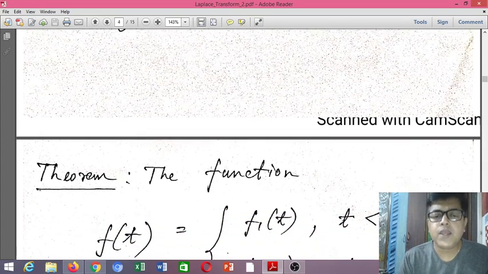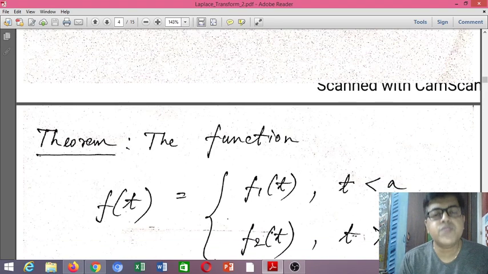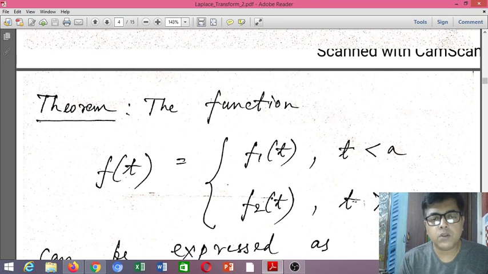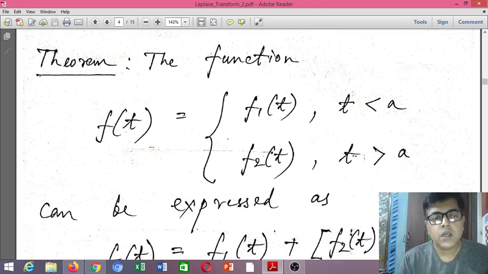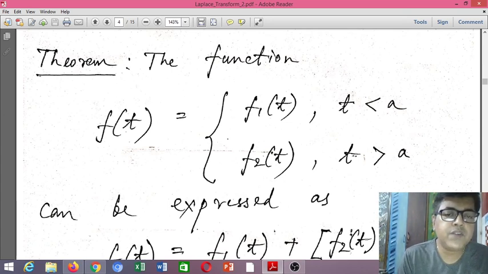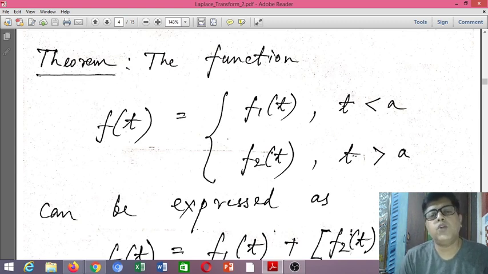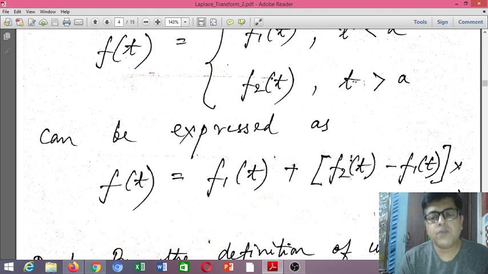Now I come to two very important, in fact three, theorems, and the third one will be the generalization of the first two. These are two very important theorems on this particular article which I am discussing on the unit step function. If you have a function f(t) discontinuous at a, and let's say f(t) is defined to be equal to f1(t) for t less than a and f2(t) for t greater than a, then you can always express this very function f(t) in the form of a unit step function, and the result says that you can write f(t) as equal to f1(t) plus f2(t) minus f1(t) multiplied by u(t minus a). So that means you are able to represent this function f(t) in terms of the unit step function.